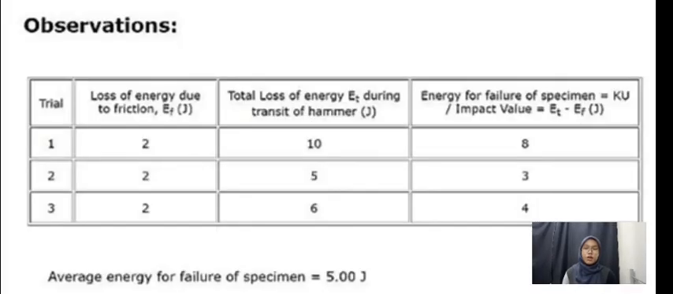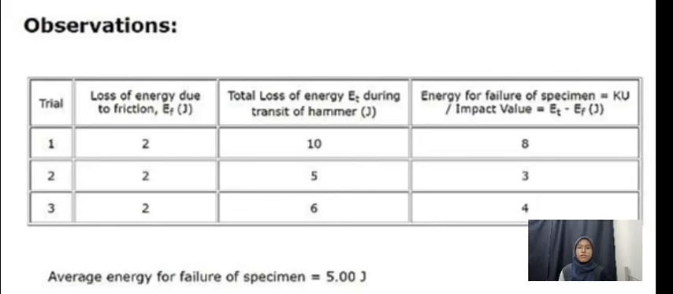There are 3 observations of cast iron. So, the average energy for failure of the specimen equals 5.00 joules.